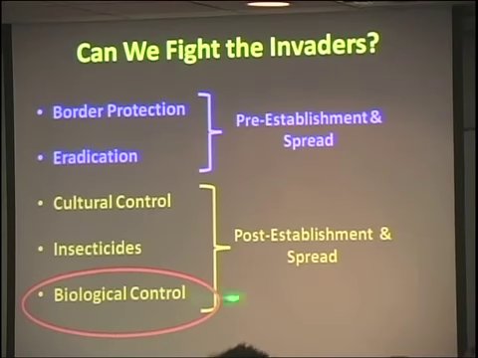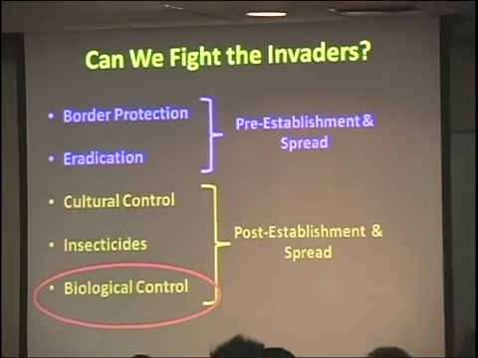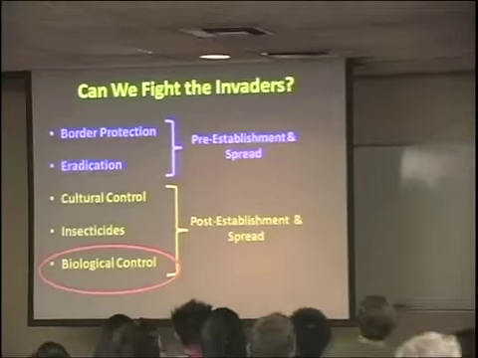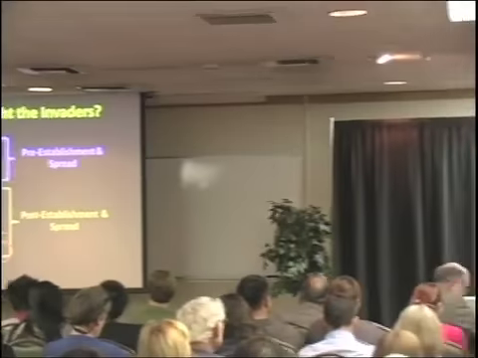What I'm most interested in, and I'd like to take a few minutes now to tell you about this technology, it's called biological control. The use of an invasive species' natural enemies to suppress its populations to less damaging levels. So what exactly is biological control? Well, biological control is the use of natural enemies to reduce a pest's density to levels which no longer cause damage either to the environment or to us economically.